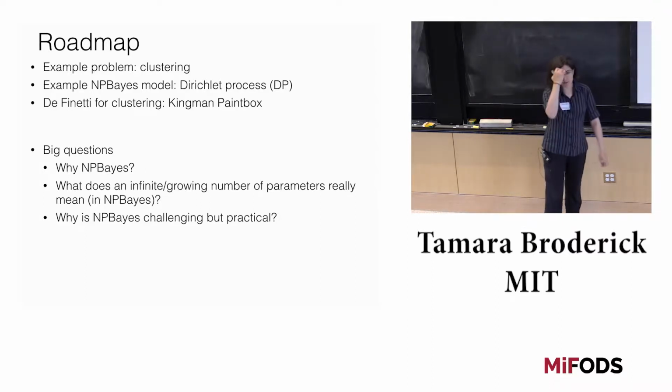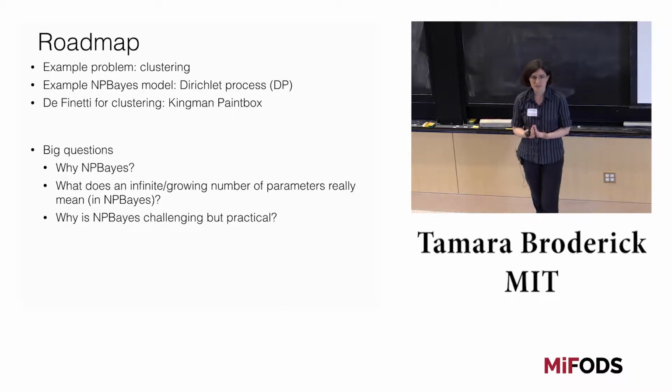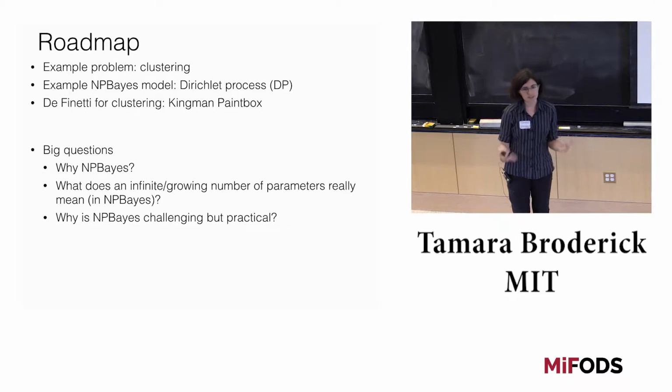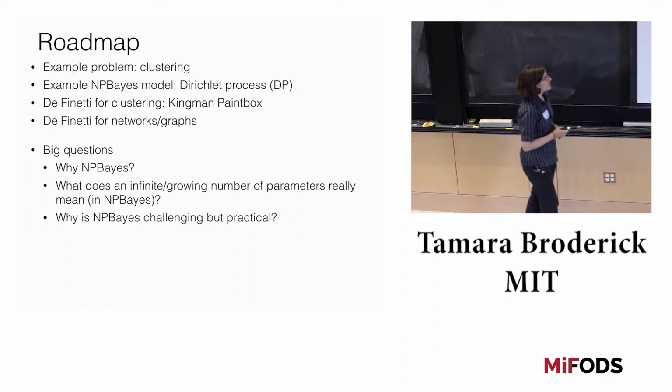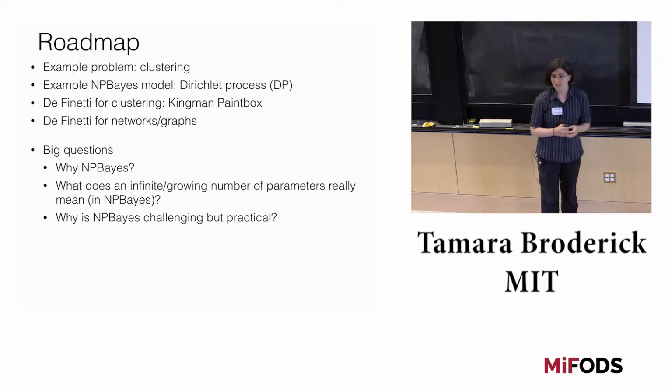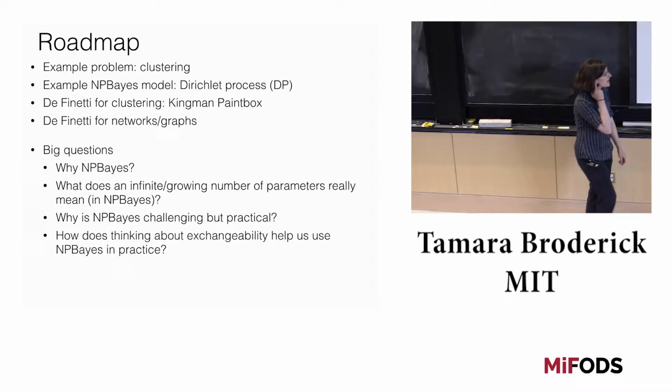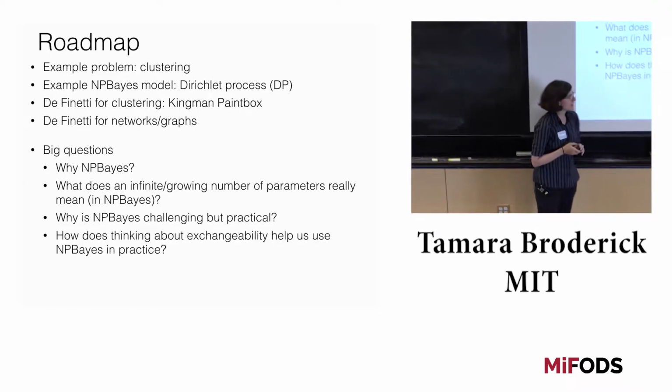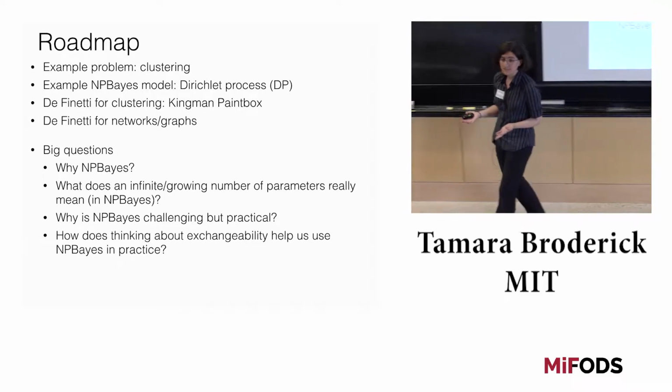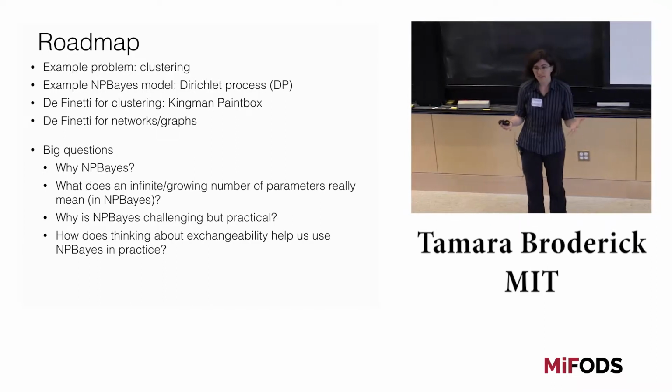In the second part of the talk, which we're going to get to pretty shortly, we're going to talk more generally about how this nonparametric Bayes stuff fits into a general discussion of exchangeability. In particular, we're going to talk about the Kingman paintbox, and then about other types of de Finetti mixing measures that are useful, in particular in the context of networks and graphs. And so we'll get a general sense of how we can use these de Finetti mixing measures and what challenges might arise. The question we want to ask there is, how does thinking about exchangeability help us use nonparametric Bayes methods and, in fact, Bayesian methods in general in practice?